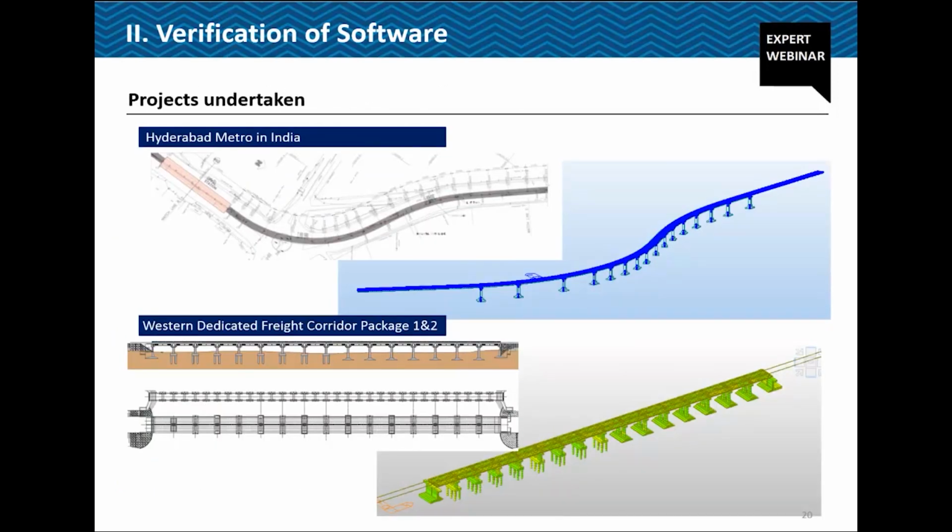So these are some projects where I have done this kind of RSI analysis earlier, and a currently ongoing project. I think most people know the Hyderabad Metro. This is a metro bridge having this kind of curvature as well, so a horizontal curve is there. I demonstrated it all using MIDAS. And this is a current ongoing project which I'm handling.